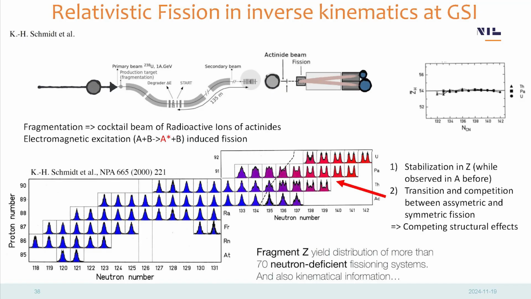So just to finish on this, now basically you have by this measurement a demonstration that the stabilization that was seen in mass is related to the charge and not to the mass. Okay? And this was measured over a wide range of systems, and this was a very important result. And the second part is that there is a transition between an asymmetric to a symmetric, so that the structural effects are changing from one to another.